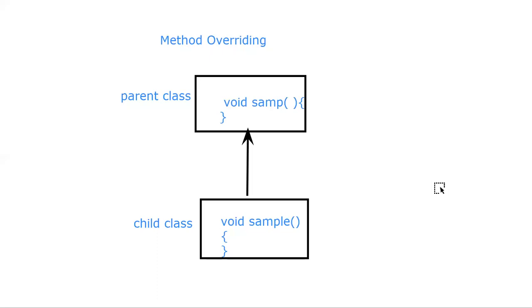Now in the parent class, I'm having a method called sam. Here I'm having a method called sample. In this case, overriding will not take place since the method names are different. If the child has a method name similar to the parent, then overriding takes place, as the method sam has the same name and same type signature. Remember, overriding takes place only when the child method holds the same name and same type signature.